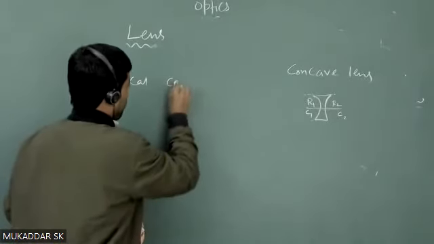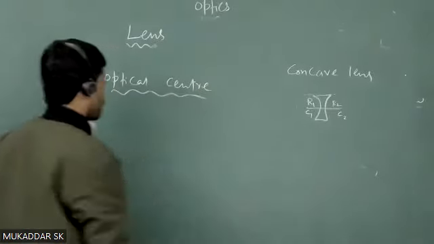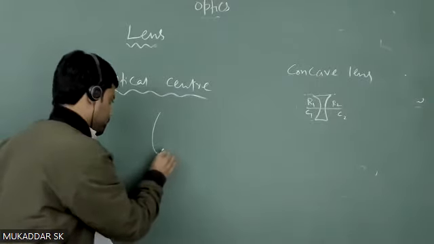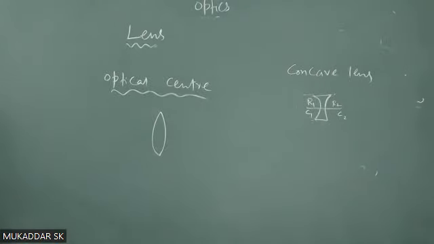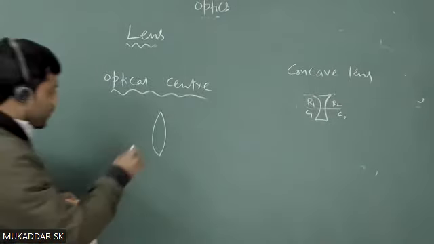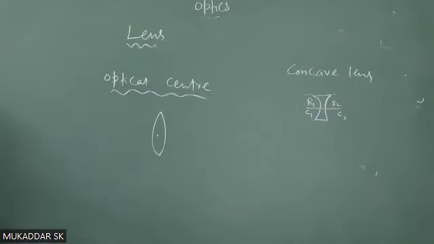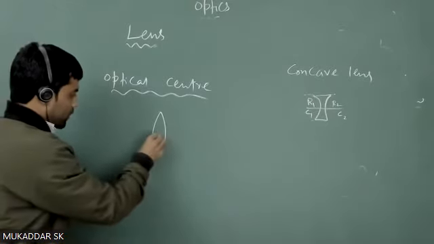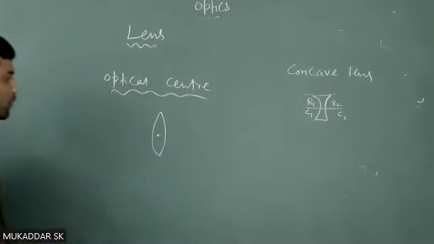Another thing about this lens is what is known as the optical center. What is the optical center? For a thin lens, the optical center is basically the geometric center of your lens. Suppose this is the convex lens, so the optical center will be the geometrical center, or you can say the middle point of your lens.